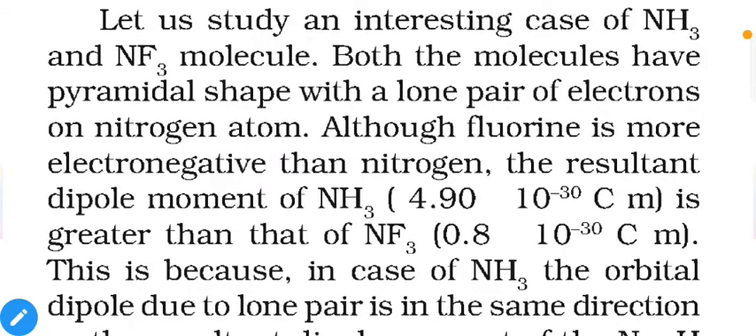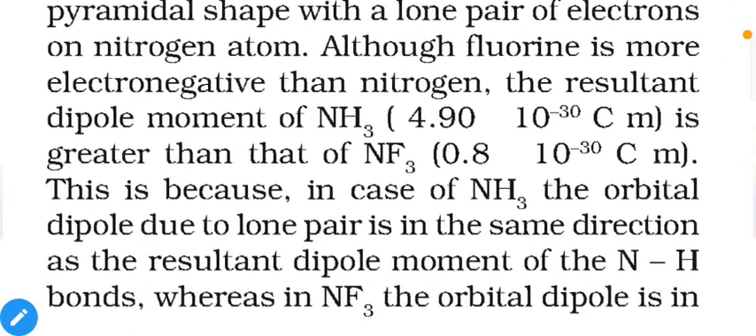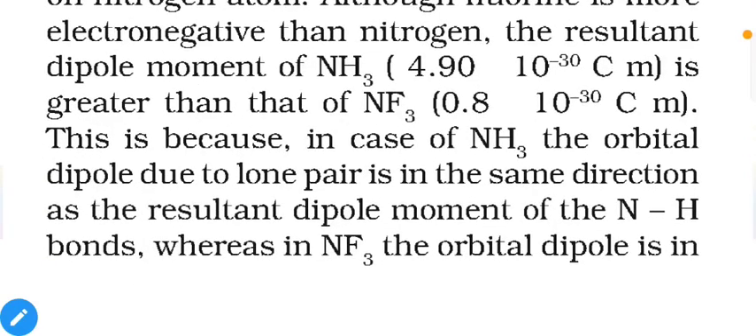Now let us discuss the interesting case of NH3 and NF3. Both of the molecules have pyramidal shape with a lone pair of electrons on nitrogen. Although fluorine is more electronegative than nitrogen, the resultant dipole moment of NH3 is 4.9 and it is greater than NF3, which is 0.8. And this is because in case of NH3 the orbital dipole due to the lone pair is in the same direction as the resultant dipole moment of N-H bonds. But in case of NF3 it will be opposite.